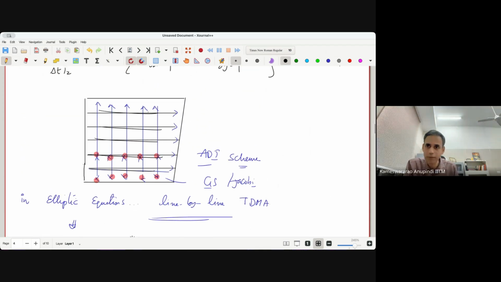That means when you propose a TDMA in this direction, you're going to consider the values that you need from i+1,j and i-1,j. These you will consider that they are known. Okay, and then you will solve for a TDMA in this direction, right? So you would solve for TDMA in this direction. Fine.